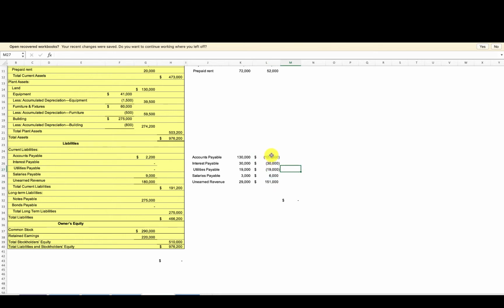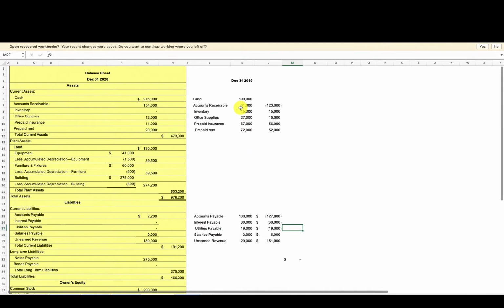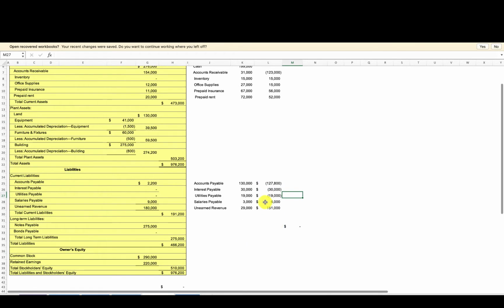So the first three, accounts payable, interest payable, utilities payable, are decreases. How am I getting the decreases? I'm comparing the 2019 number to the 2020 number, right? So if I went from 130,000 to 2,000, that's a decrease, so I subtract. From 30,000 to 0, that's a decrease, so I subtract. From 19,000 to 0, that's a decrease, so I subtract. And then salaries payable from 3,000 to 9,000, that's an increase of 6,000. From 29,000 to 180,000, that's an increase of 151,000.